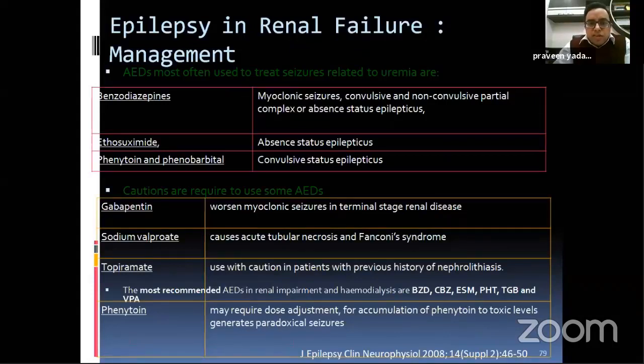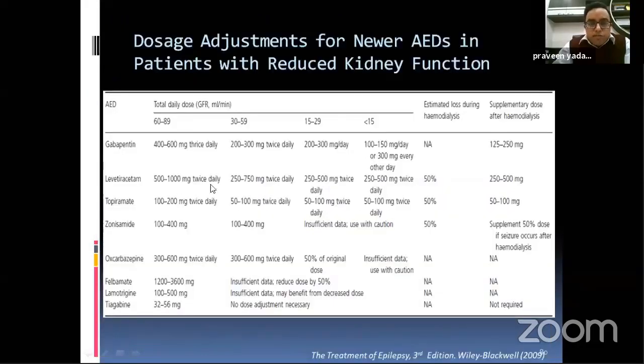So these things I'll skip. Renal failure: you should be aware and see the dose modifications and all. In renal failure, you know that levetiracetam is renally excreted, so you have to reduce the dose if there is a renal failure, and you have to give additional dosages after hemodialysis. That thing has to be remembered.